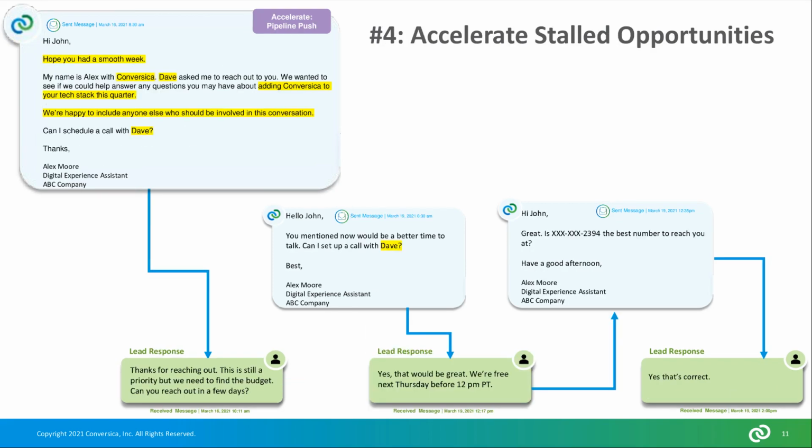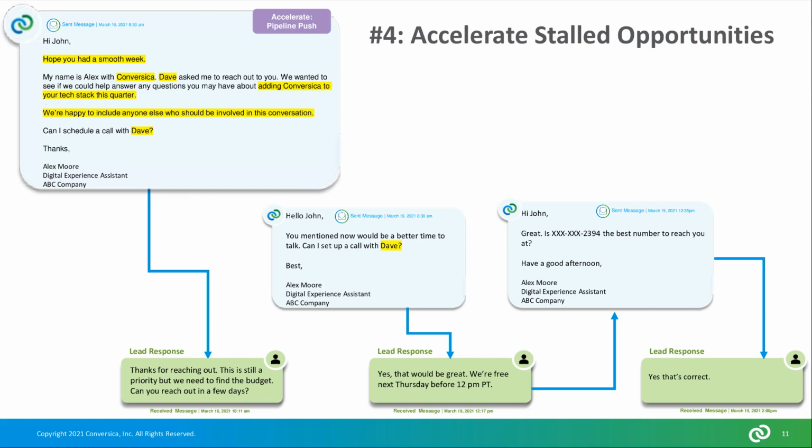Okay, let's talk about number 4, accelerate stalled opportunities. Oh, my favorite. So in this one, what we're really thinking about is, let's say your rep has reached out and things were going well, but then there's just been some time since the last interaction. And so what you see in this conversation is that the AI assistant's reaching out, introducing themselves and referencing the name of the rep that was driving the opportunity.